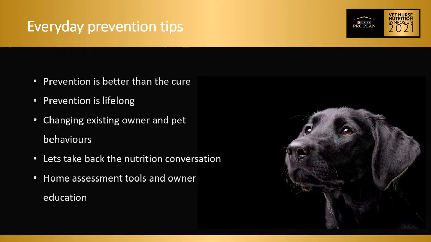So how can we incorporate this into our everyday working lives? Reversing obesity in pets can be extremely difficult, and it's therefore sensible to prevent inappropriate weight gain from developing in the first place. This is more challenging than it seems, as weight gain can be gradual and it's often missed until it's too late. So obesity prevention is a lifelong endeavour, and it requires owners and the veterinary professionals, so ourselves in clinics, to constantly monitor a variety of different factors.